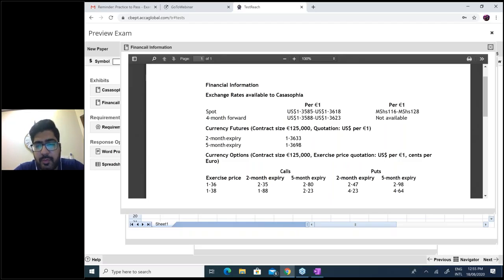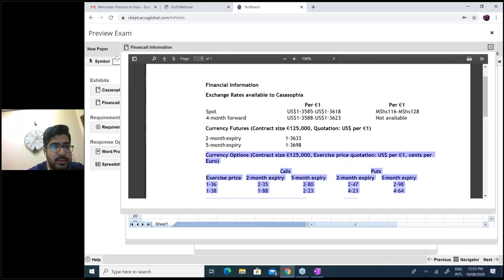Now remember one thing carefully. I'm doing the first exercise price, okay? Leave the others. When doing options, you will only look at the data of options, the highlighted one. You don't need to see forwards. You don't need to see futures. You will only look at options.